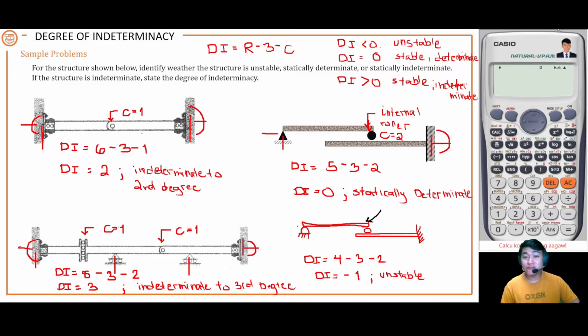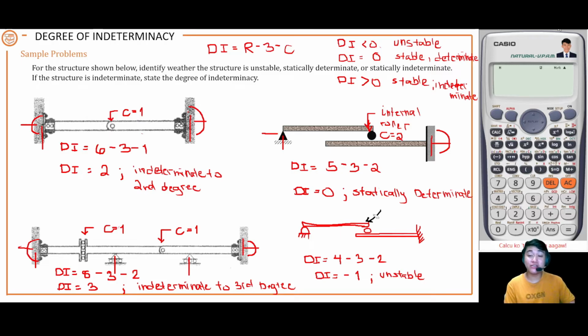However, if you are going to put here a hinge support, diba ang hinge may horizontal reaction dito? So therefore, it will not move even if you apply a force here. Take note lang, the structure must be stable. If that is unstable, gagalaw yun. So all structures must be stable. And in this case, negative ang degree of indeterminacy, so that is unstable.